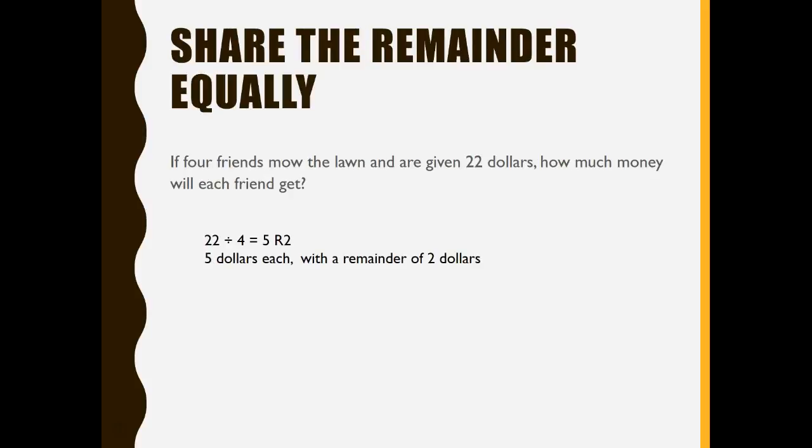Sharing the remainder equally: if you have 4 friends who are mowing the lawn and they're given $22, how much money will each friend get? Well, when you divide 22 by 4, the answer is 5, remainder of 2. Now, you don't want to throw away that last $2, so you share it equally among each of the friends. So the answer would be $5.50 each.